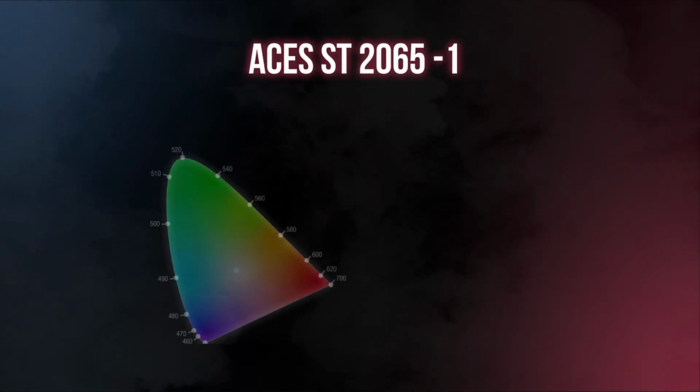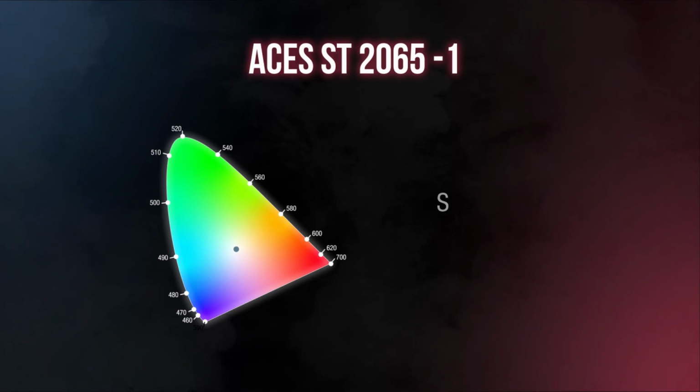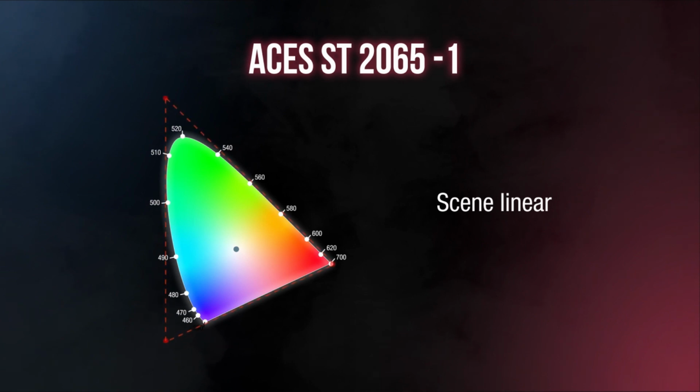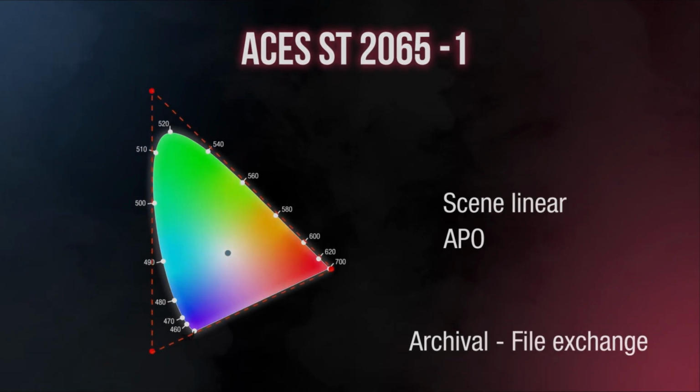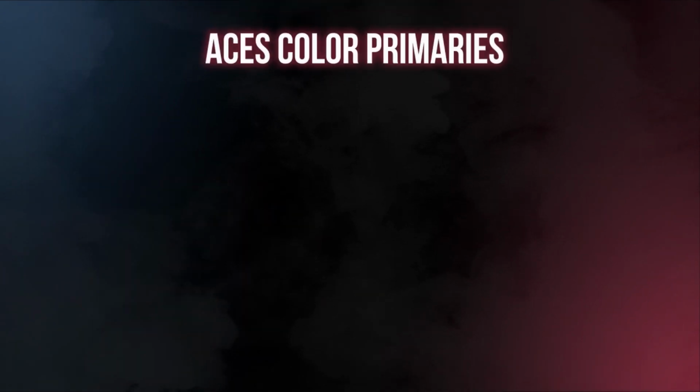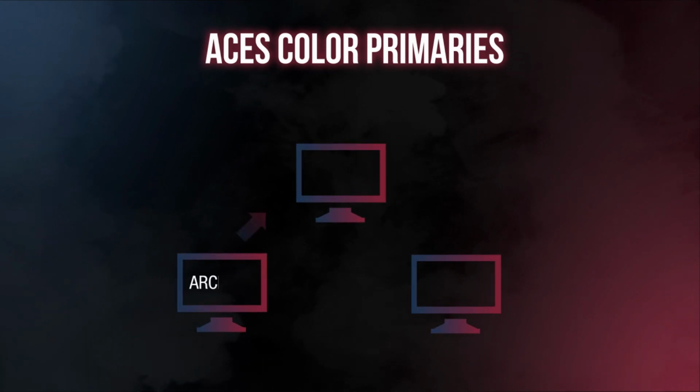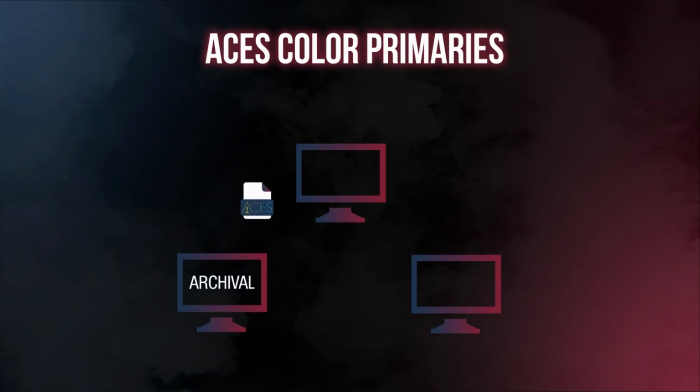ACES was standardized in SMPTE as ST2065-1. The standard states that ACES images must be encoded in scene linear, and it also defines the color primaries of that wide gamut color space, also known as AP0. AP0 is mainly meant for archival and file exchange, since it holds all the color information and dynamic range captured from the scene.